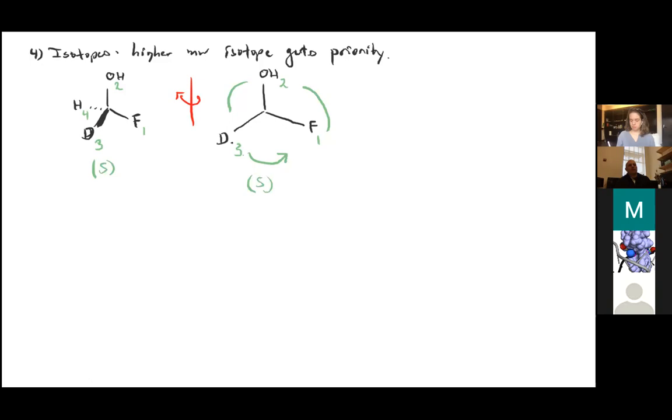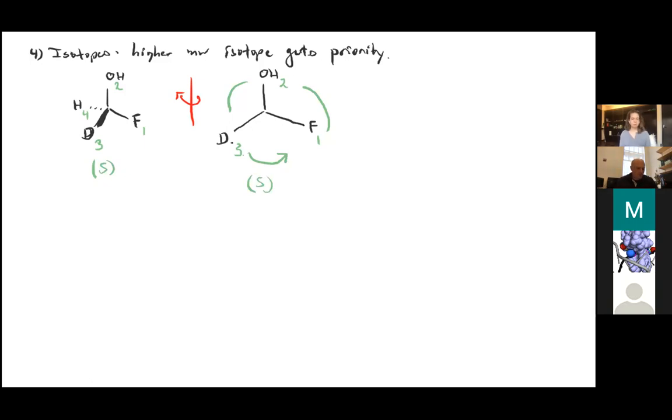So a couple comments before I move on. The R/S nomenclature has no correlation whatsoever to where these things are located in space, because we're relying on the molecular weight or the atomic weight of the elements. They could be anywhere, so don't try to derive any shortcuts. You have to go through this nomenclature system to arrive at the correct descriptor.